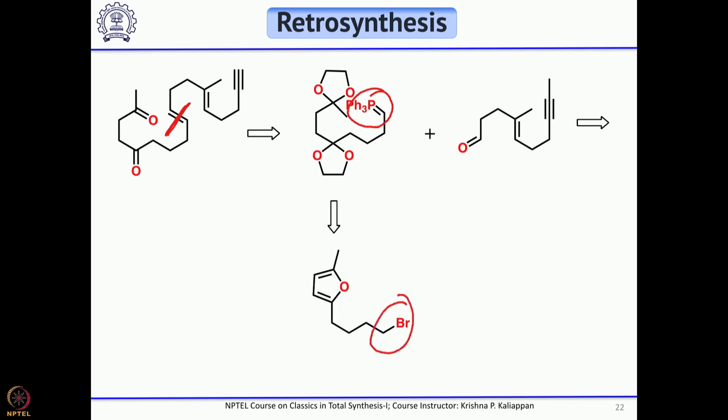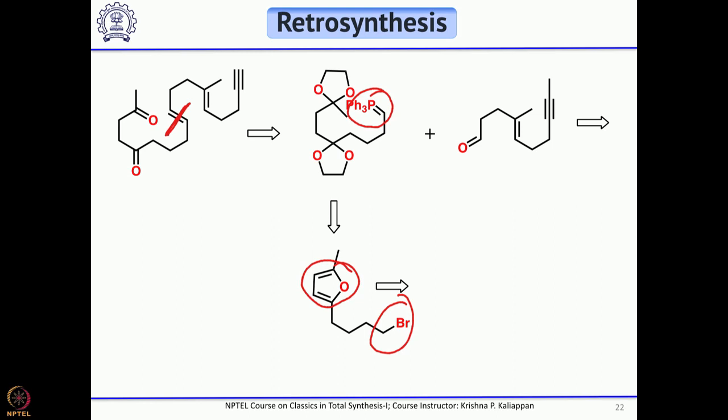So the bromide is used for making the Wittig salt, and this furan normally, as you know, you can make from a 1,4 diketone. So if you treat with acid, the furan will open up and then you get the corresponding 1,4 diketone. That in situ, if you protect it with ethylene glycol, you get this compound.